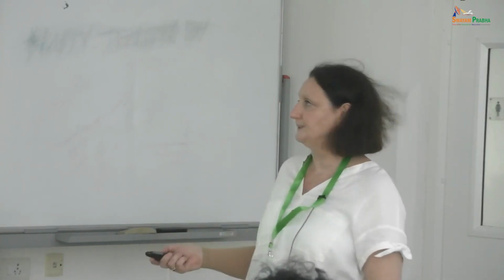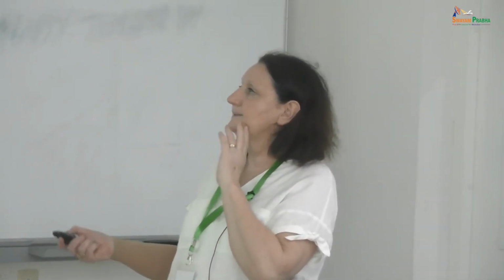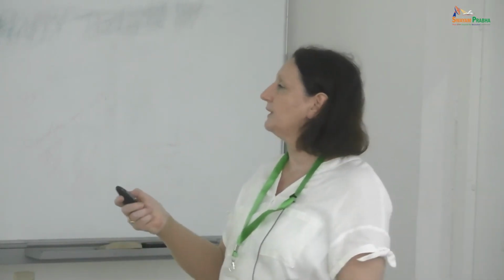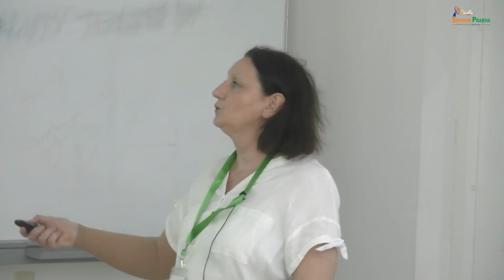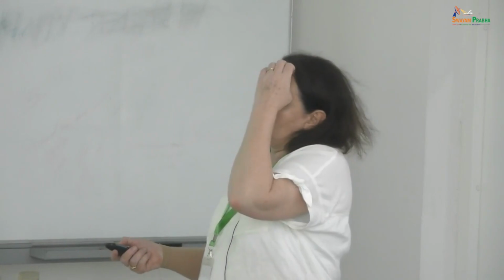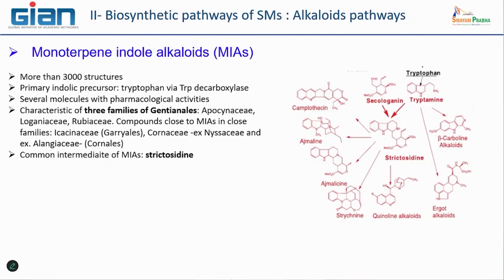But it is interesting to compare both of the systems. This is the case with monoterpene indole alkaloids. Here you have just a small part of their biosynthesis. I told you that strictosidine is the first intermediate that comes from the condensation between secologanin and tryptamine.